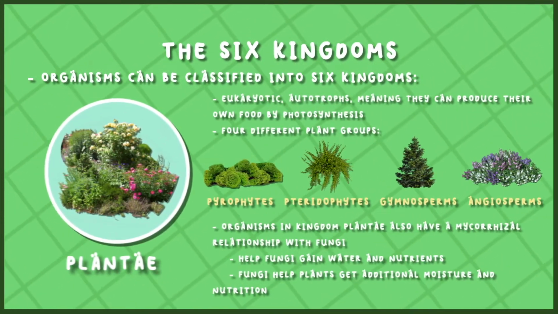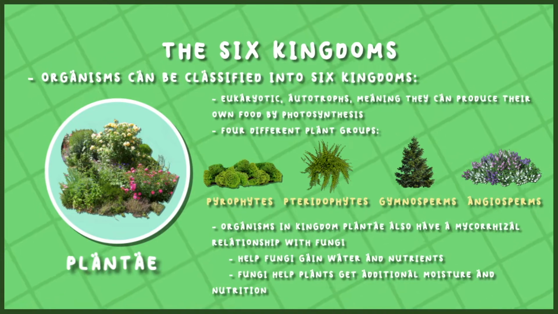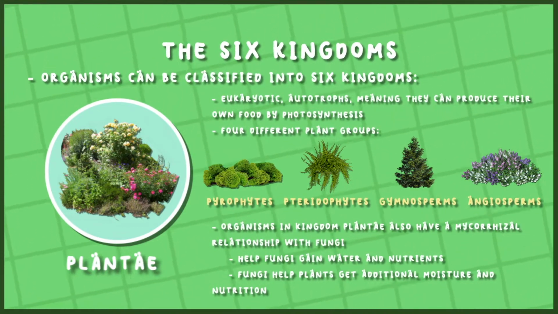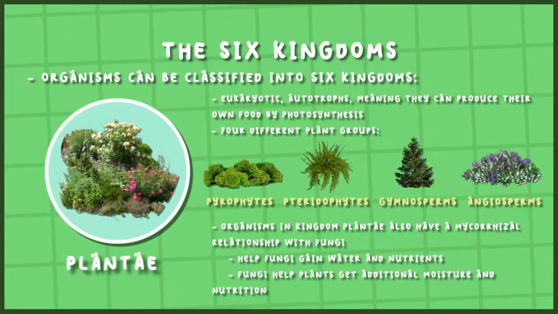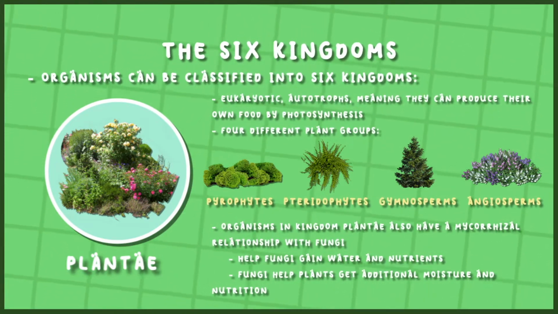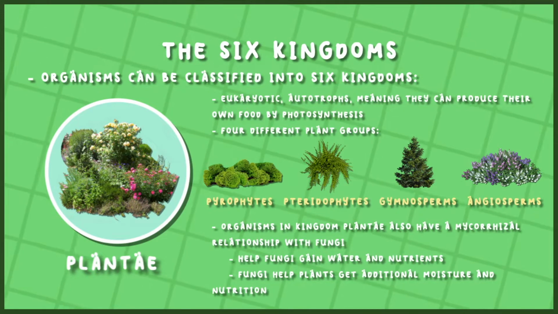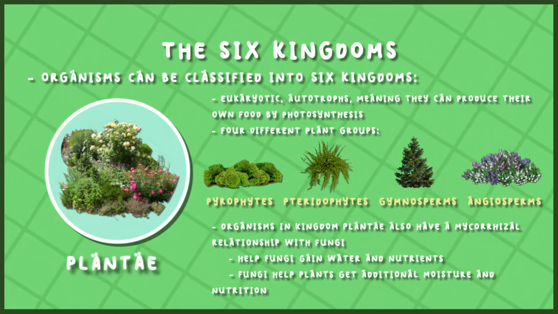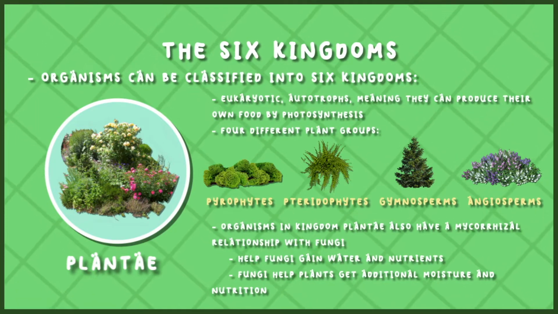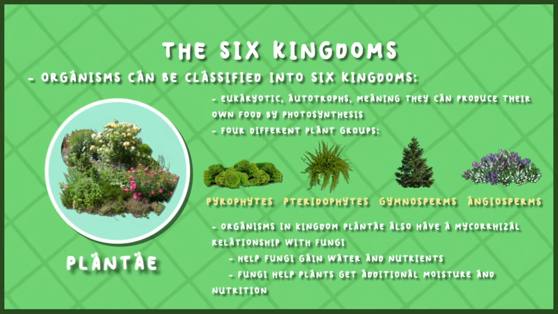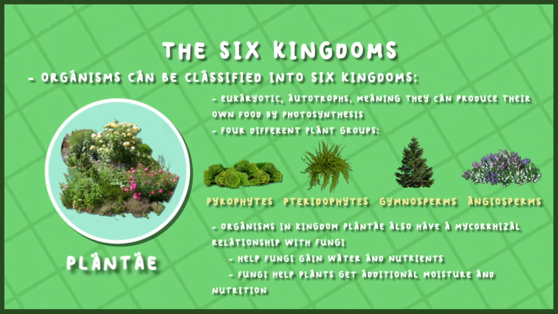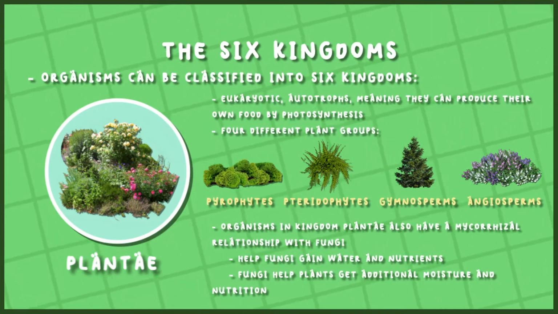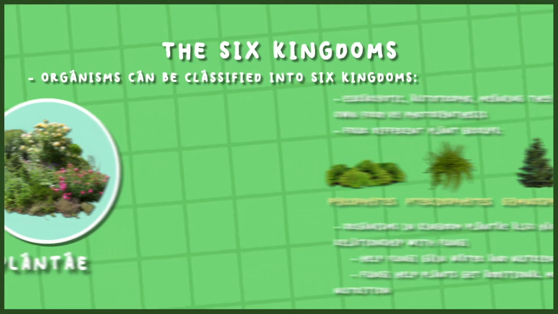Next, Kingdom Plantae is where all our beloved plants are and have organisms that are eukaryotic autotrophs, meaning they can produce their own food by photosynthesis. In this kingdom, there are 4 different plant groups ranging from the simplest plant form, the bryophytes, to the pteridophytes, gymnosperms, and lastly, the angiosperms. Organisms in the kingdom Plantae also have a mycorrhizal relationship with fungi, as plants help fungi gain water and nutrients, while fungi help plants get additional moisture and nutrition.